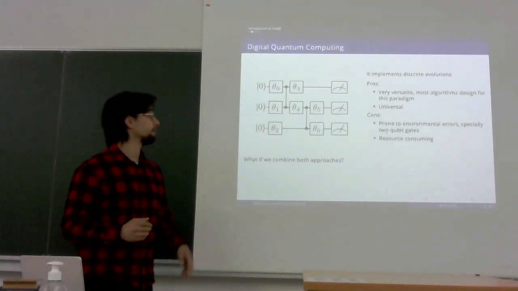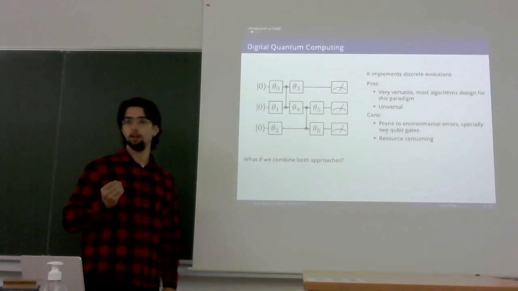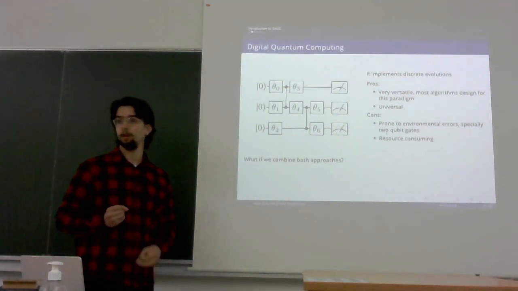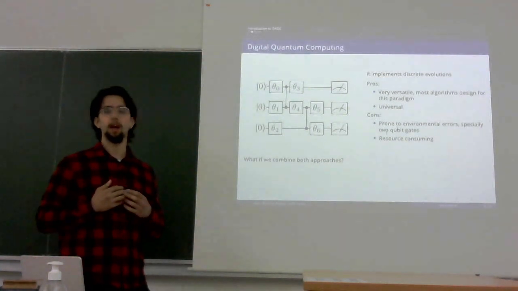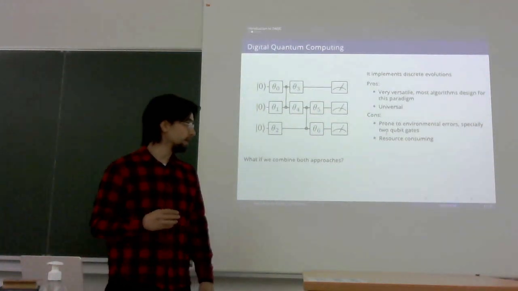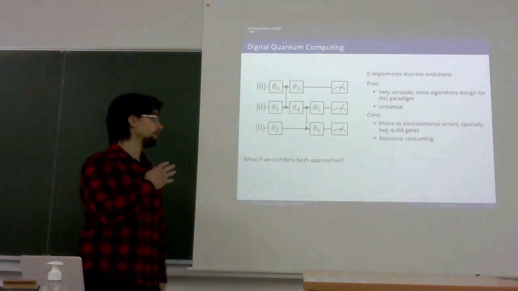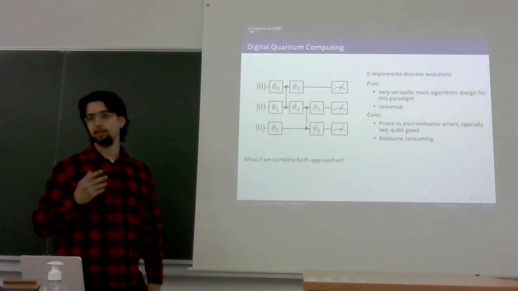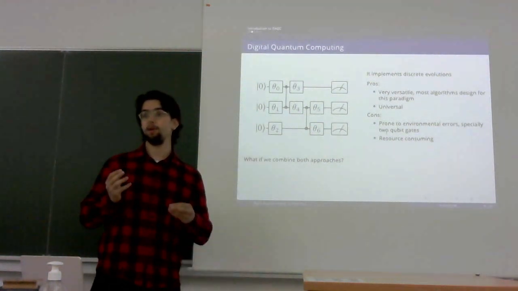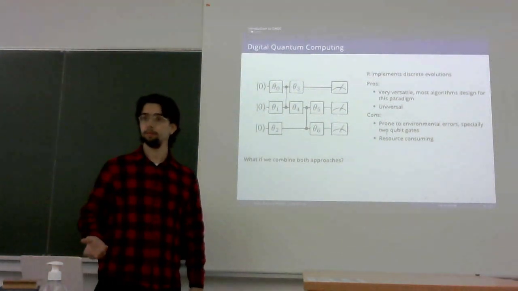And also, we don't have universal quantum computing. On the other hand, we have digital quantum computing, where we implement discrete evolutions using single qubit gates and 2 qubit gates. Now, here we have universality. We can basically do any kind of simulations, any kind of logical gates. It's very versatile. Most of the algorithms that have been designed are for this paradigm, like for example, Shor's algorithm. But it comes at a price, which is being more prone to decoherence errors. And also, it's more resource consuming.